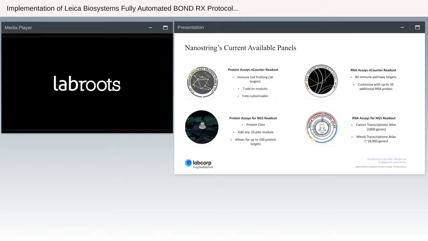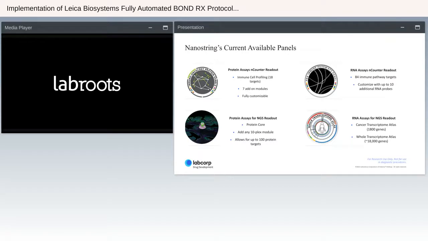Okay, so on this slide, you can see the overview of NanoString's current available panels. First on the upper left is the protein assays nCounter readout. This is the immuno-IO core that I mentioned that we had done the full training on. So this has 18 different protein targets that are read out by the nCounter. In addition, there are 7 off-the-shelf add-on modules that range from an additional 5 to 10 antibodies of interest. Anything from apoptosis to MAPK signaling can be easily added on as a module.